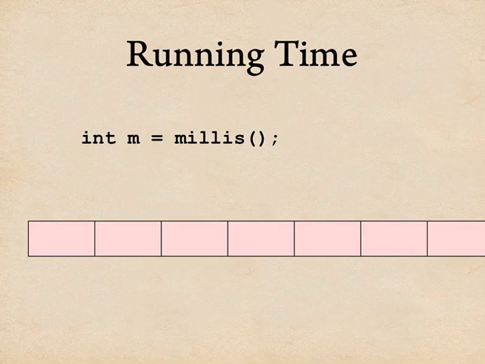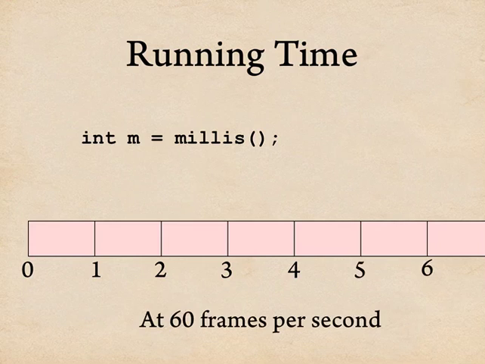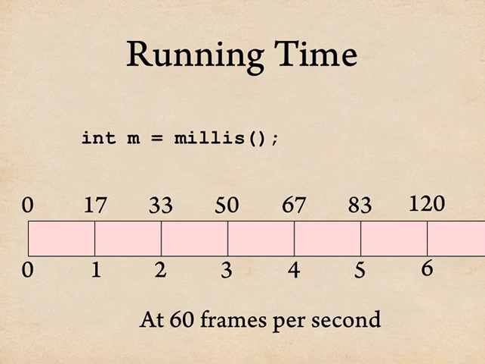Suppose that each of these pink boxes represents a frame. So we'll number them. This is the start of each new frame. And at 60 frames per second, it works out that we get about 17 milliseconds per frame. So if I am getting 60 frames per second, if I execute this line at the top, m equals millis with no arguments, at the start of draw, I'll get back the numbers in the top row.